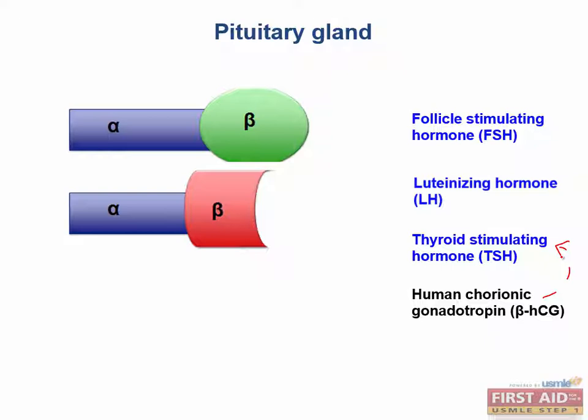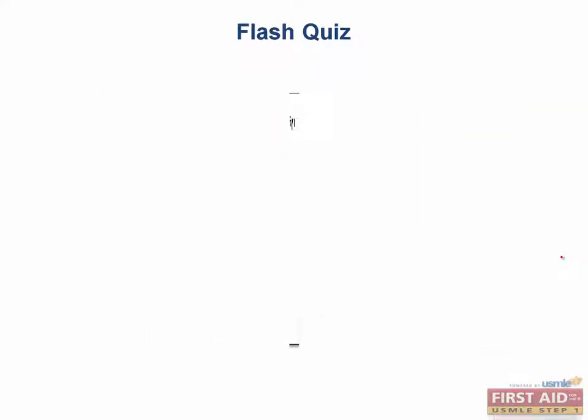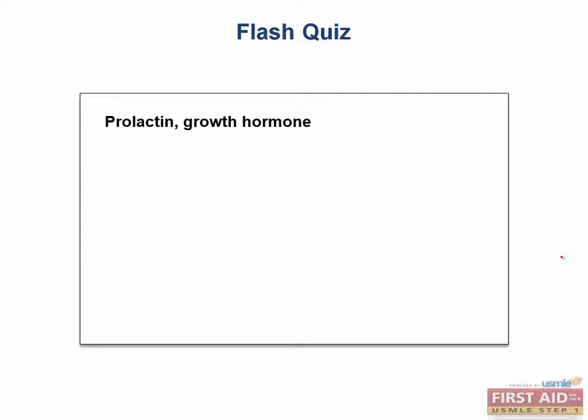Alright, we're done with the anterior pituitary. Now let's see if you've learned anything with another exciting flash quiz. So we've talked a lot about hormones today. Let's see if you can name the hormones secreted by the acidophilic cells. Pause the video if you need some time to think. The answer is prolactin and growth hormone, otherwise known as somatotropin. As a refresher, the anterior pituitary hormones are known as flat pig. FSH, LH, ACTH, and TSH are secreted by basophils, whereas prolactin and growth hormone are secreted by acidophils.